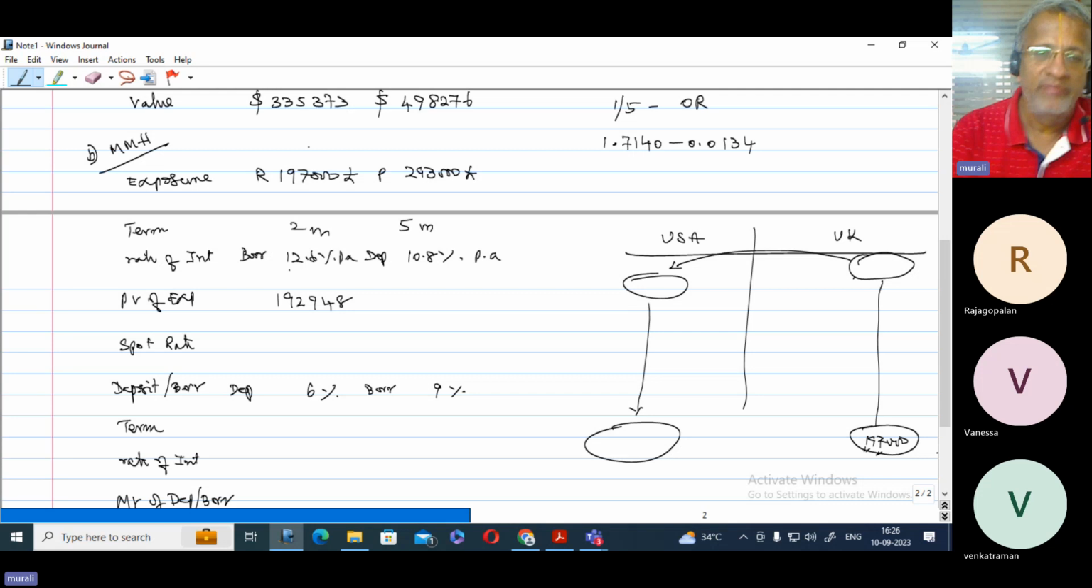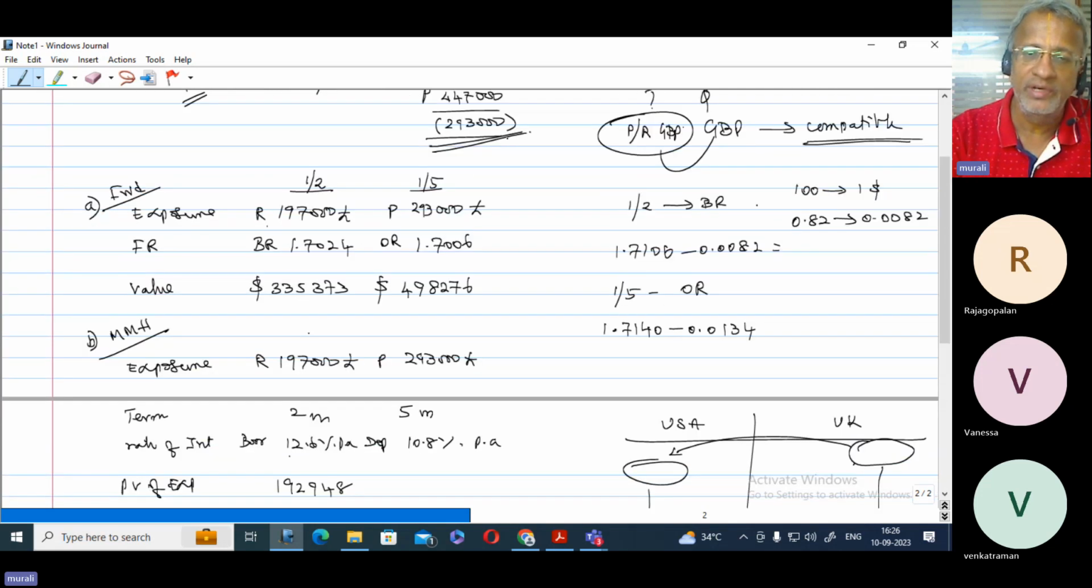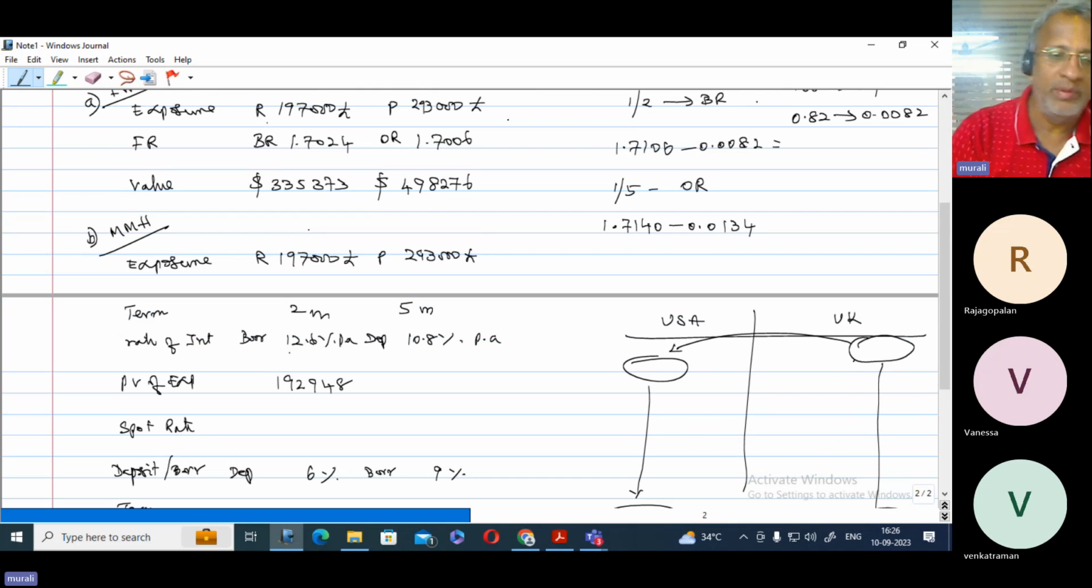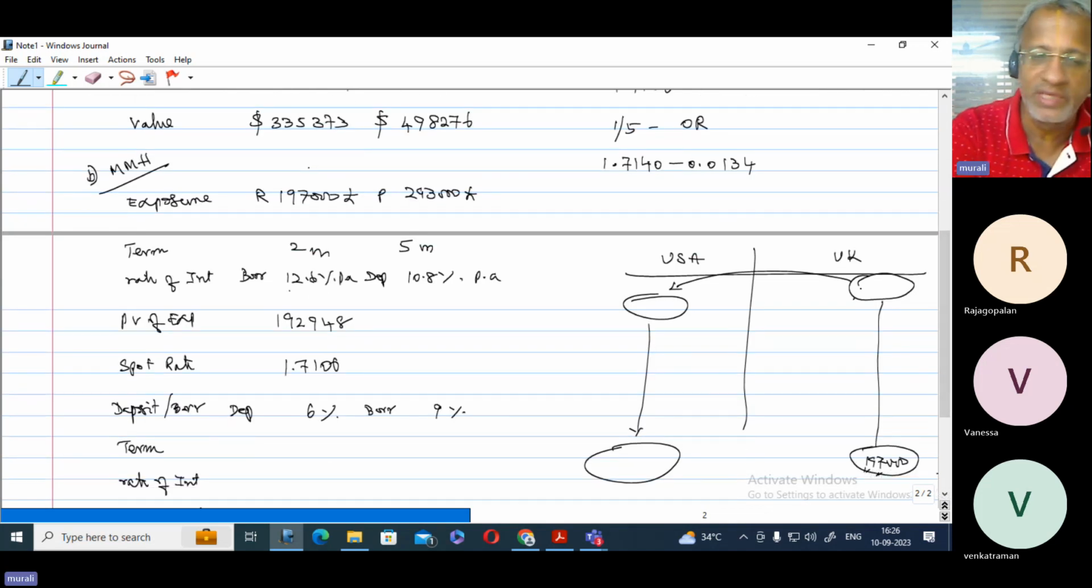Spot rate. We have already got, for the first one, that is for receiving exposure, it is a bid rate. So the spot bid rate is what we have to take up, 1.7106, because from here, when we have just come, it is 192,948. Since we have come to M0, we are expected to use the spot bid rate, which is 1.7106. 6% is the rate per annum.